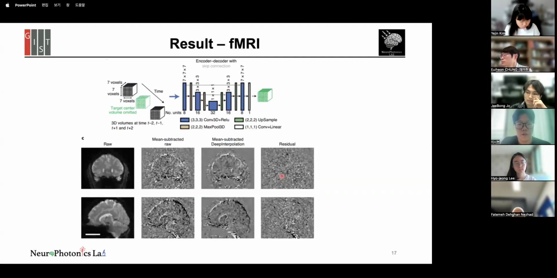And for fMRI, comparing the low-quality input and deep interpolation, they preserve the structure while the independent noise disappears. And this is the residuals. Residuals indicate independent noise. So the model removes this one to make this.